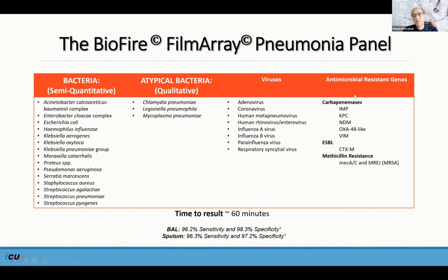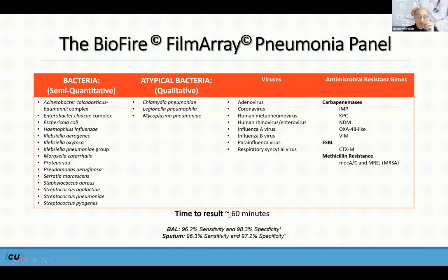And then we have 7 different antimicrobial resistance genes, mainly the carbapenemases: IMP, KPC, NDM, OXA-48, and VIM. So you can see major ones involving carbapenemases. We're going to be having our next talk about resistant organisms, and we detail and explain these enzymes and how we can treat them. And then it can also detect ESBL, mainly the CTX-M, and finally the mecA and C for methicillin resistance.